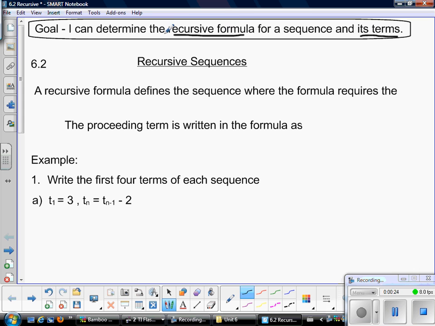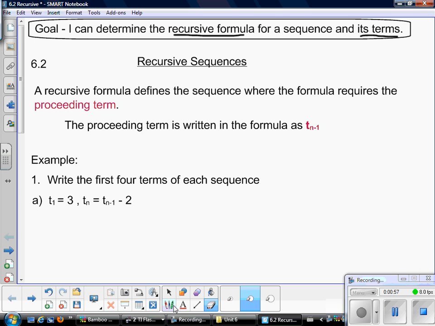So let's talk specifically about recursive formulas. A recursive formula defines the sequence where the formula requires the preceding term. In other words, I need to know the term before the one I want to find in order to do it. The preceding term is written in the formula as t sub n minus 1.